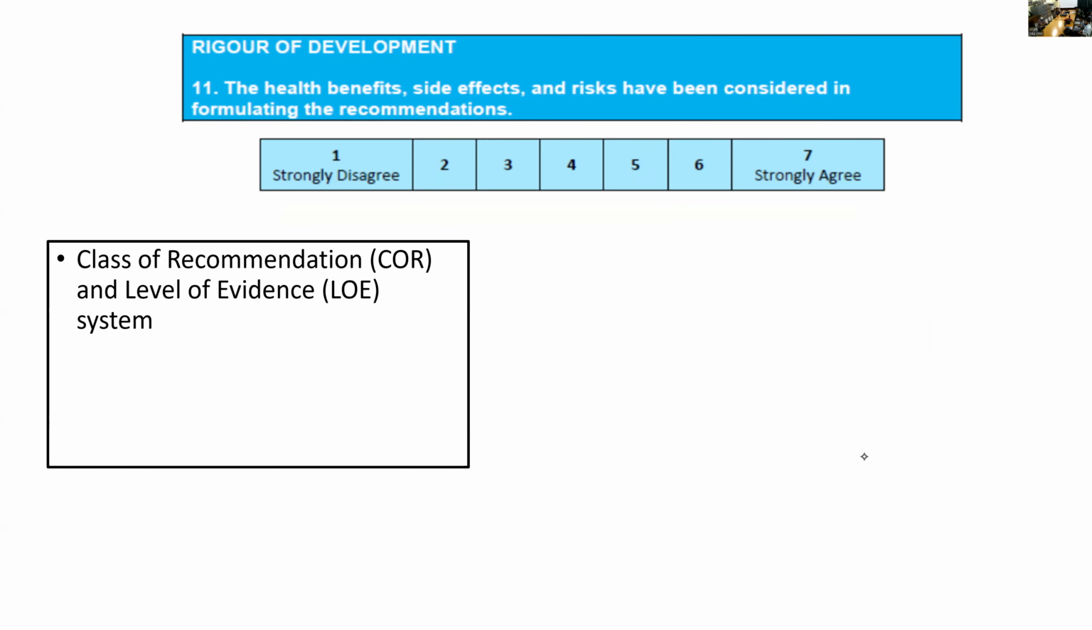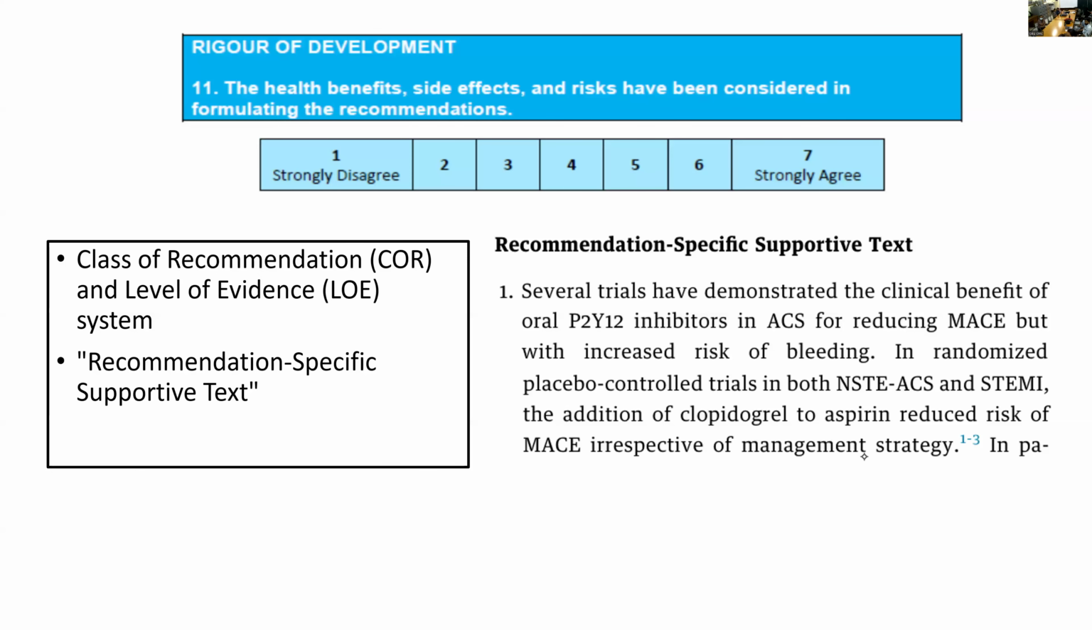Level of evidence is basically the amount of scientific evidence that is supporting the intervention, based on the type and the quality of the evidence that we have. They also had what is called a recommendation-specific supportive text, although they did not have the evidence-to-decision table that I had shown earlier. So they had the synopsis, a recommendation, and supportive text, which I had shown earlier, for each of the recommendations. So this is one of those.